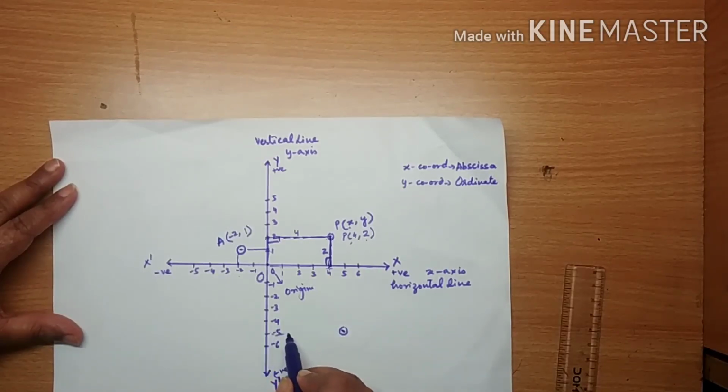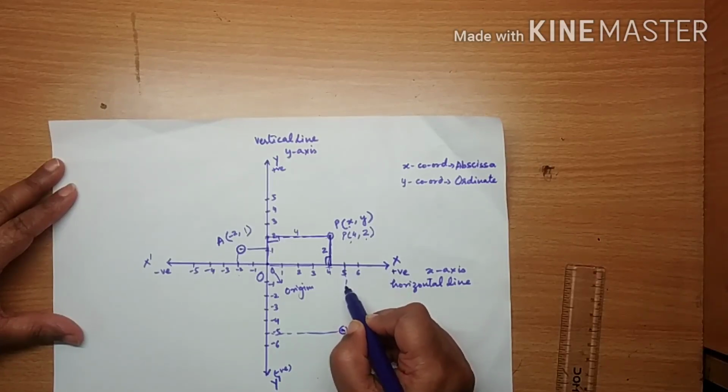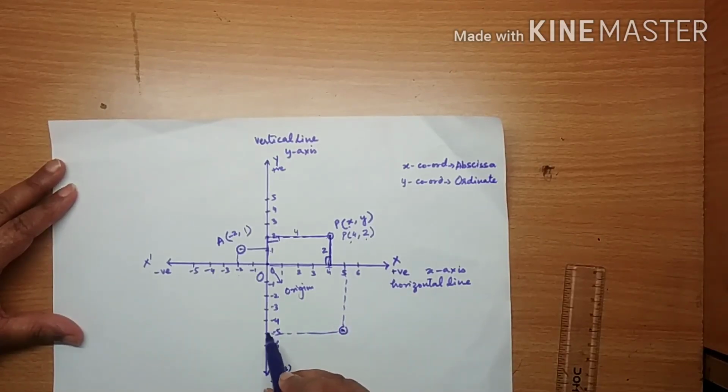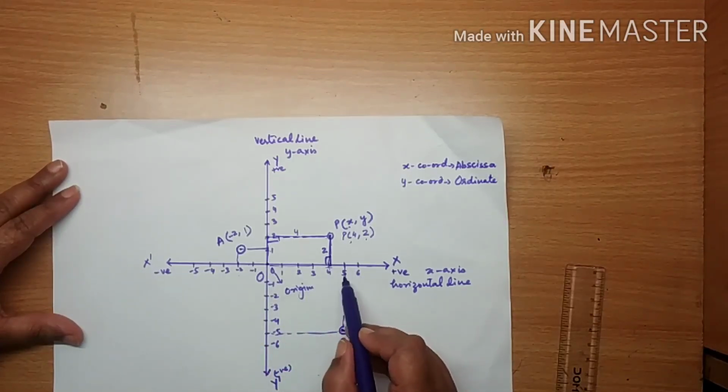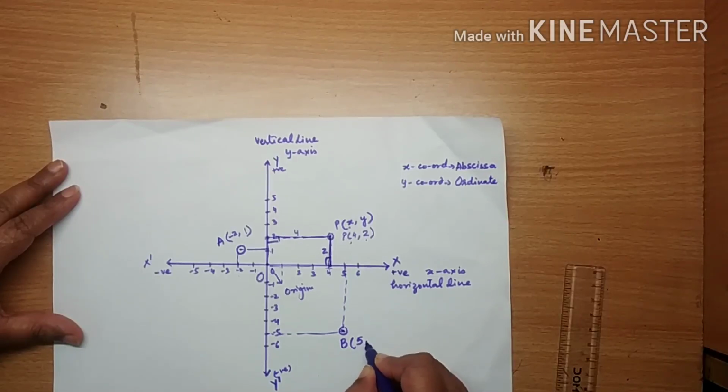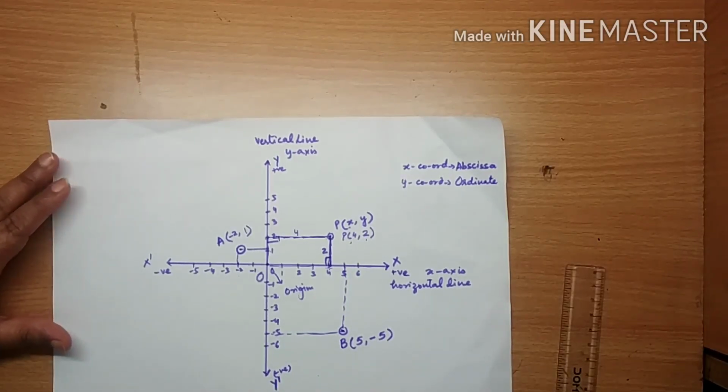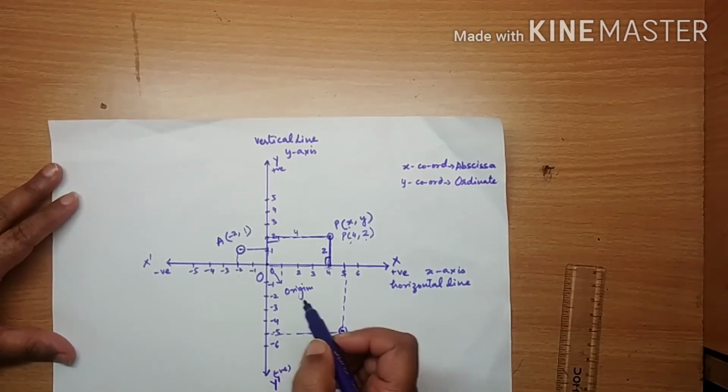So if I draw perpendiculars to both the axes, I can read here, let's label this point as B, the coordinates. What is the x coordinate? 5. The y coordinate here is -5. Right, children?